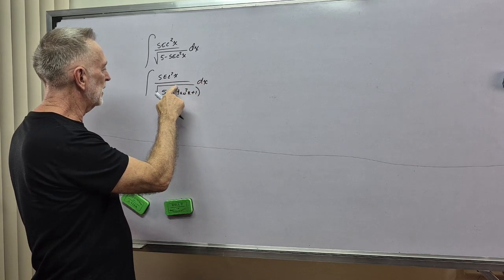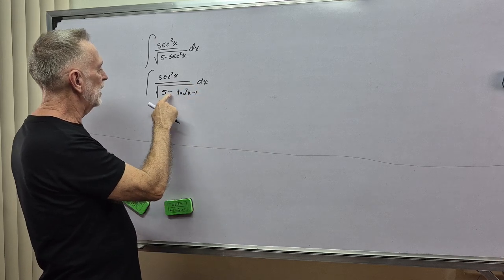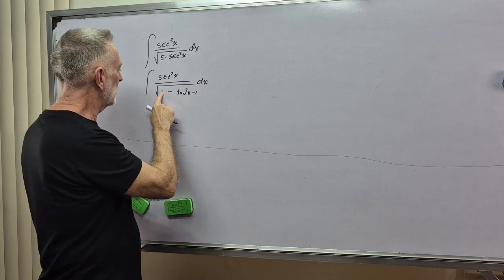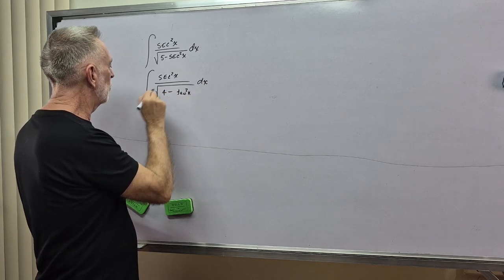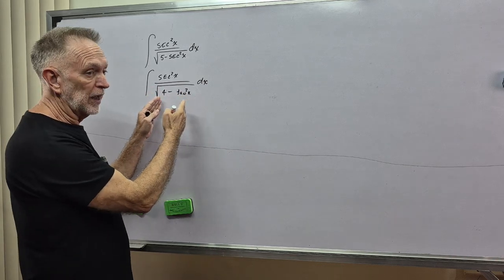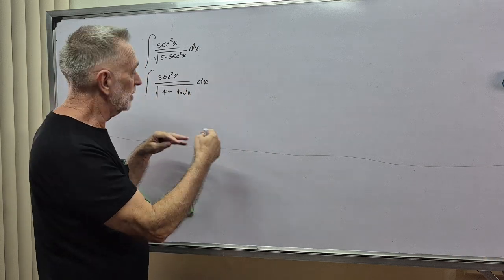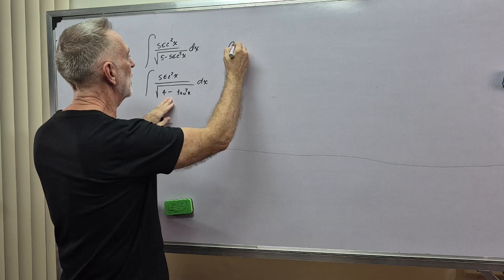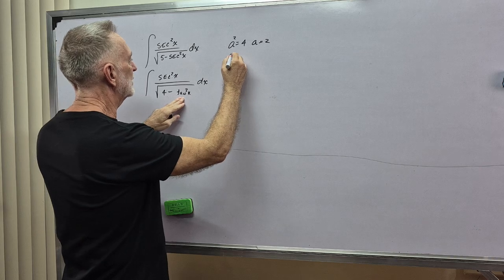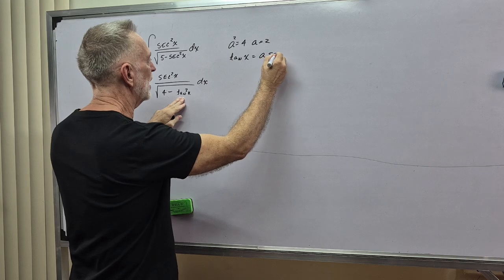I'm going to distribute the negative to the inside. So that gives me 5 minus 1, which is 4, minus tangent squared x. Hey, what does that form look like? It looks like sine, like 1 minus sine squared. So let's do that. All right, so we have a squared equals 4, a equals 2. We're going to let tangent x equal a sine theta.